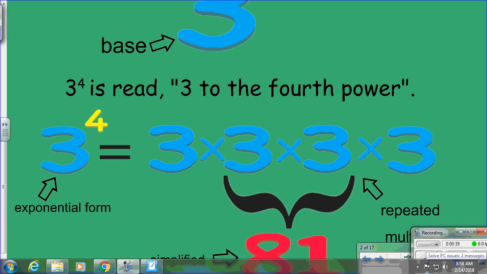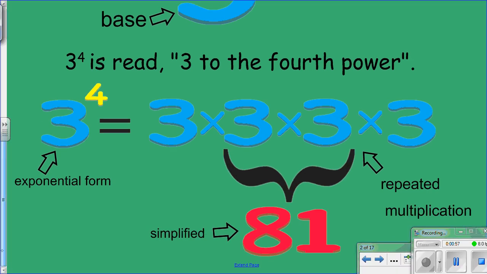Okay, so the true definition of an exponent is repeated multiplication. So 3 to the 4th power would not be 3 times 4. That's not the number being repeated. It's 3 times 3 times 3 times 3. So it's not 12. If I solved this correctly, it would be 81.